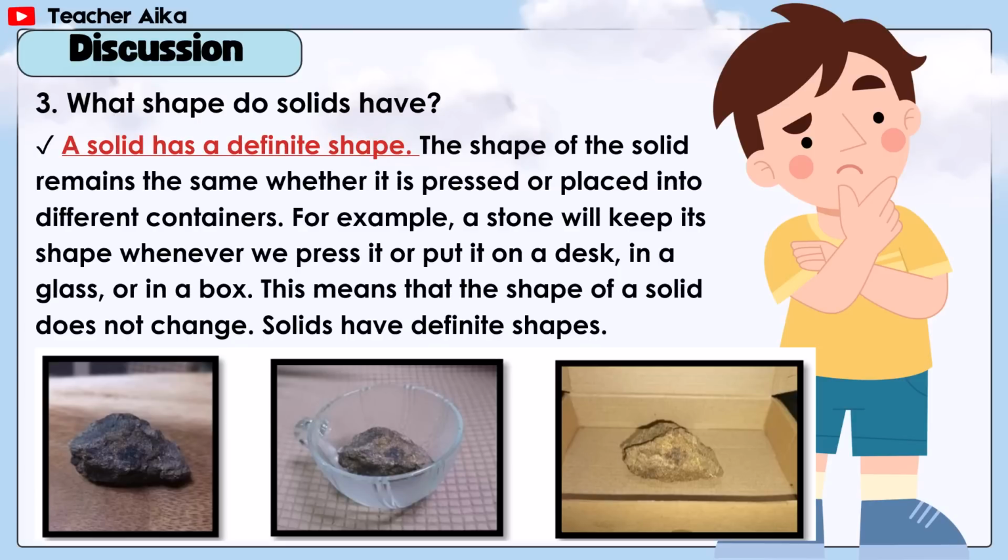The shape of the solid remains the same whether it is pressed or placed into different containers. For example, a stone will keep its shape whenever we press it or put it on a desk, or in a glass, or in a box. This means that the shape of a solid does not change. Solids have definite shapes.